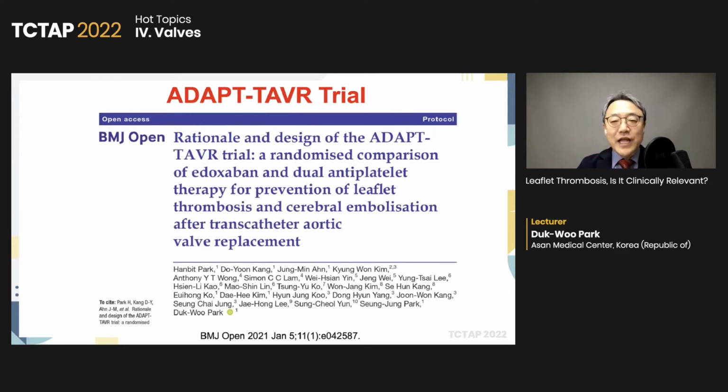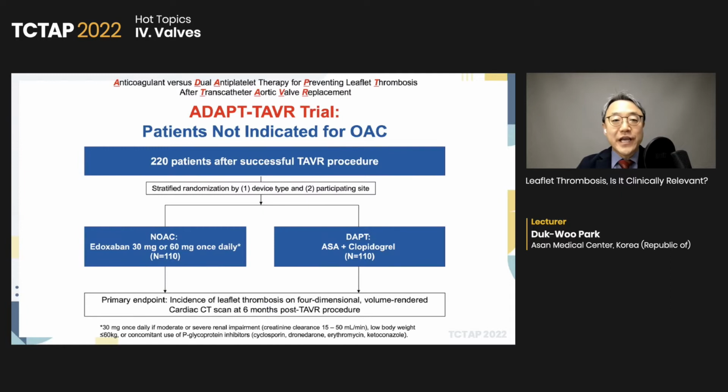This is our ADAPT-TAVR trial. This is a multinational, multi-center trial to evaluate the edoxaban effect in patients without a long-term oral anticoagulation indication. This study is a randomized trial, including more than 220 patients, with randomization to edoxaban versus DAPT therapy. DAPT therapy was the standard therapy at the time of trial enrollment. This is targeting patients not indicated for OAC.